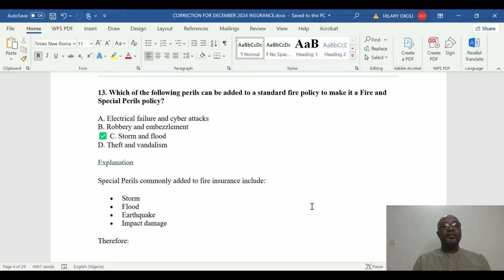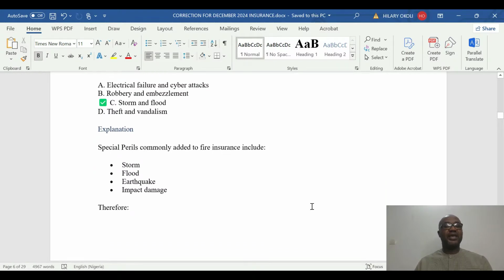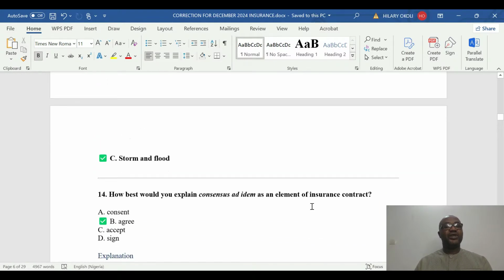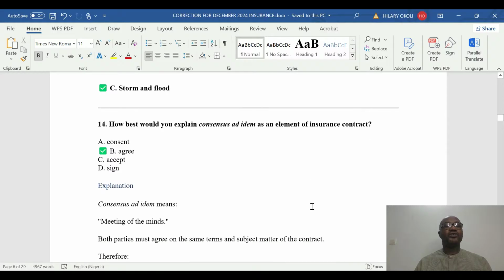So which of the following perils can be added to a standard fire policy to make it a fire and special perils policy? The answer is storm and flood. Special perils commonly added to fire insurance include storm, earthquake, and impact damage. So the answer is storm and flood.